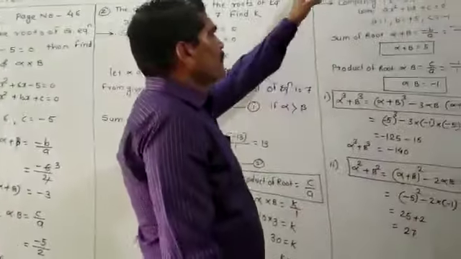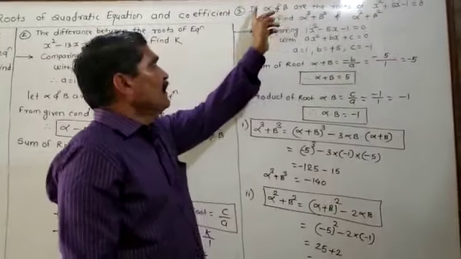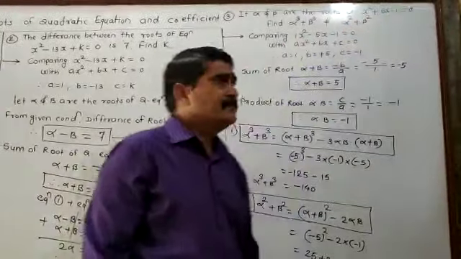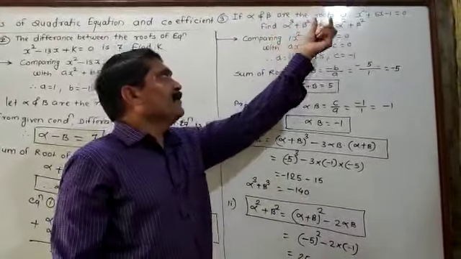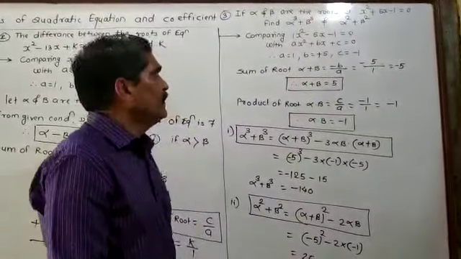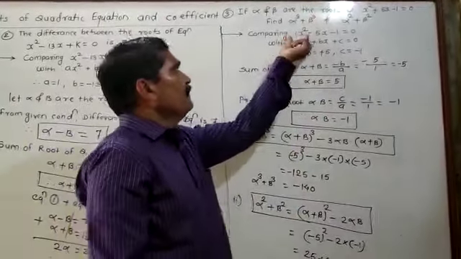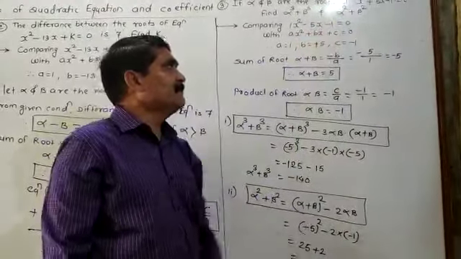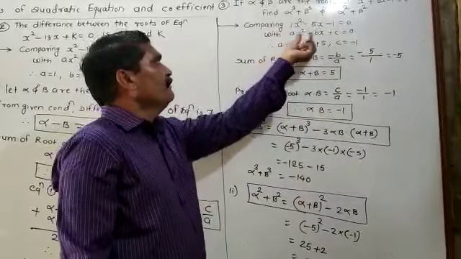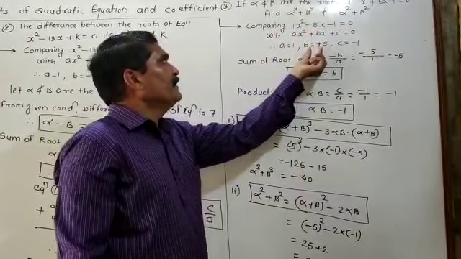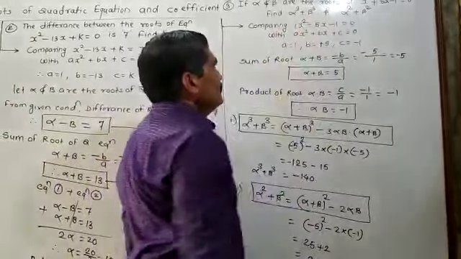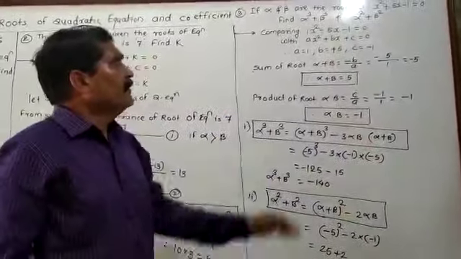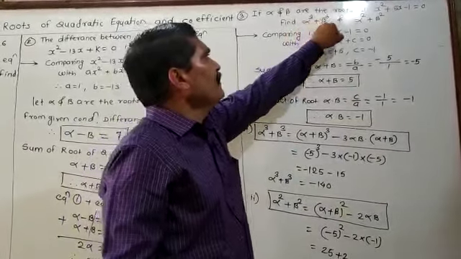Then the third sub-question: alpha and beta are the roots of the quadratic equation x square plus 5x minus 1 is equal to 0. Find alpha cube plus beta cube and alpha square plus beta square. Comparing this equation with ax square plus bx plus c is equal to 0, a is equal to 1, b is equal to plus 5, and c is equal to minus 1.